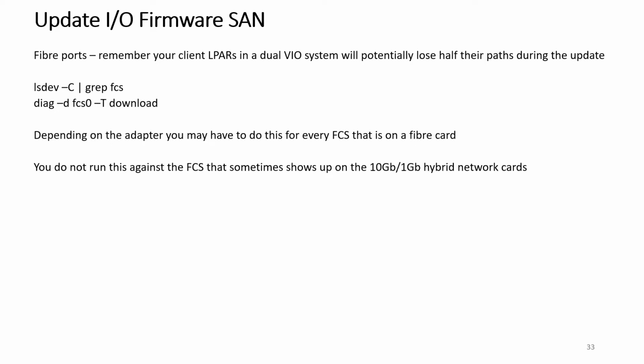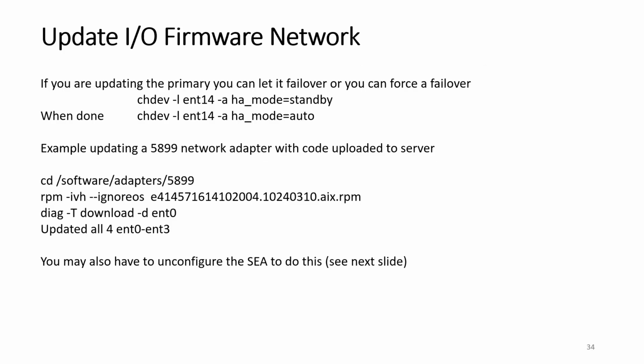If you're a single VIO system, then you need to bring your LPARs down. Sometimes you have to do it on every FCS port. Sometimes, if it's a multi-port card, it may do all of them at the same time. You'll be able to tell when the diag command runs. You do not run this against the fiber channel adapter that shows up on the 10 gig, 1 gig network cards. They will actually be updated automatically when you update the network card itself.